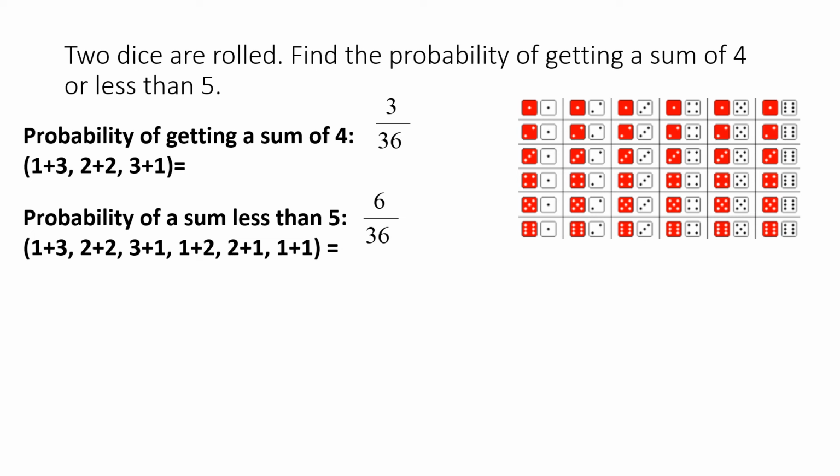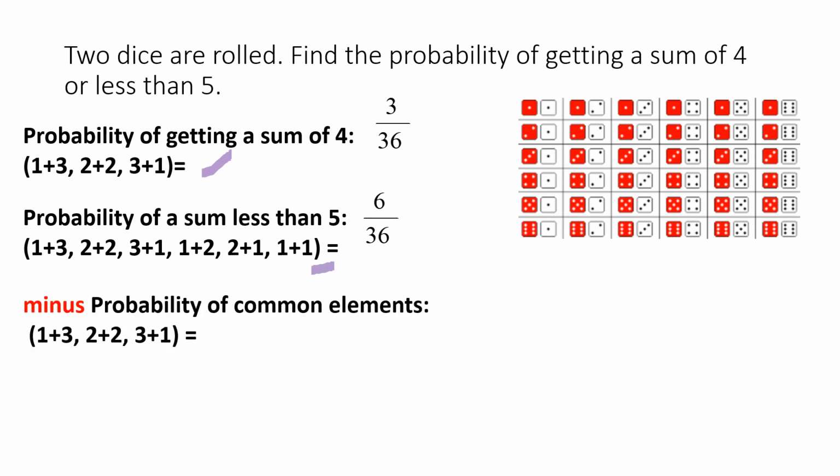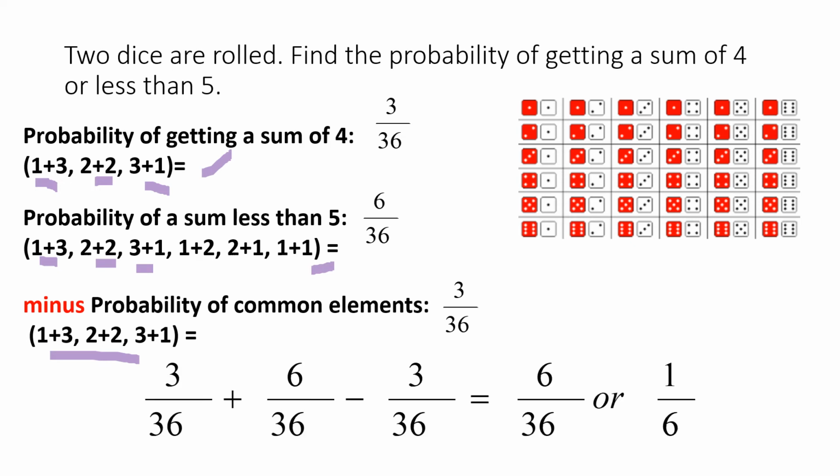Now, I want you to check yung mga elements ng first and second probability. Ano yung mga common elements? Tatanggalin natin yun kasi nauulit. So, merong parehong 1 plus 3, 2 plus 2, at saka 3 plus 1. Yun yung isusubtract natin later. So, 3 over 36 plus 6 over 36 minus 3 over 36 is equal to 6 over 36, or pag nilowest term natin is 1/6.